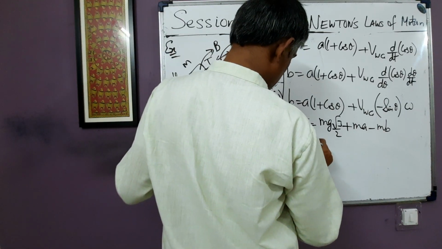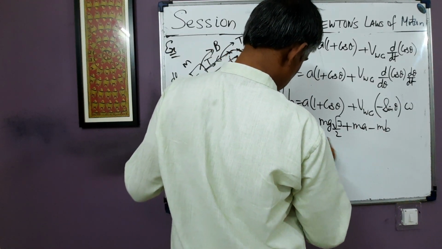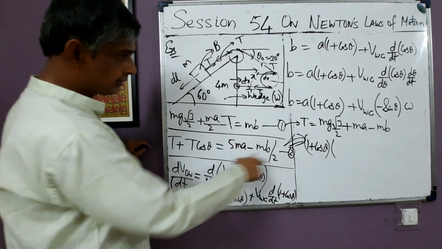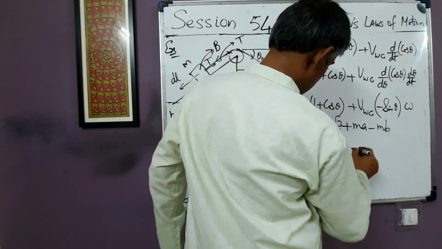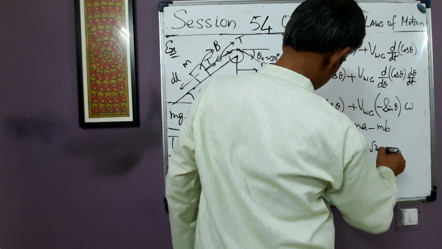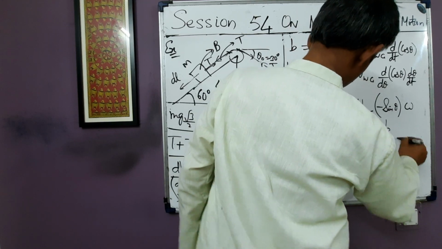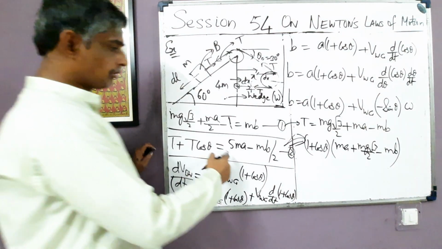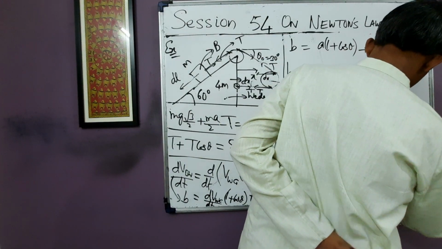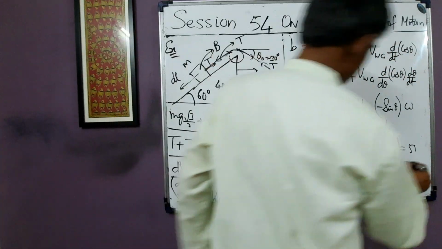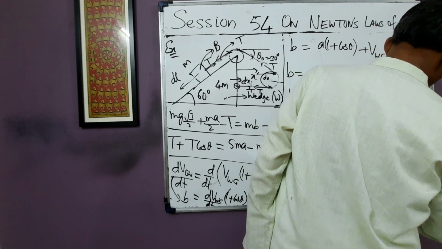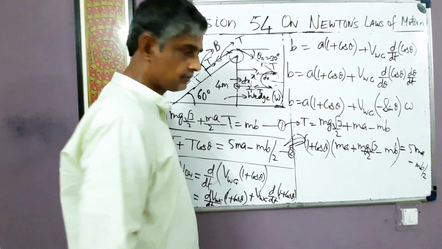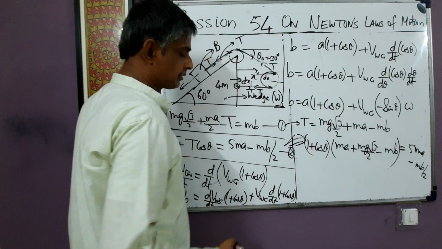So T into 1 plus cos theta. The 1 plus cos theta is common, and this T I'll put in this one: ma plus mg root 3 by 2 minus mb, is equal to 5ma minus mb by 2. Alright, fine. Now I'll simplify this equation.